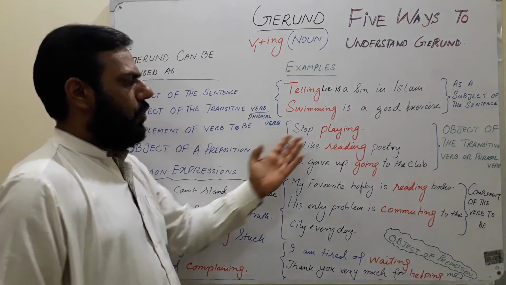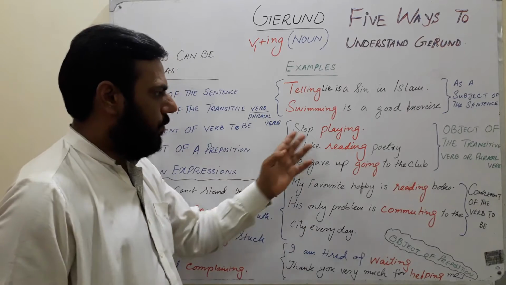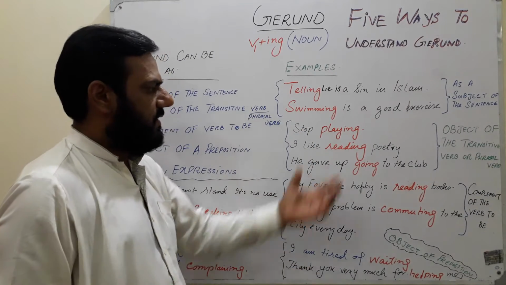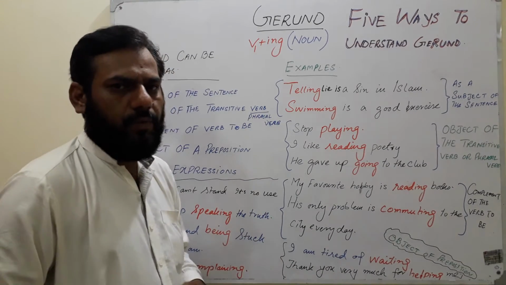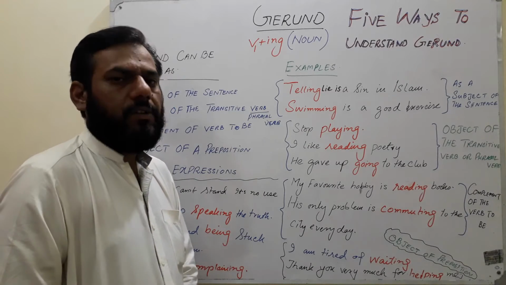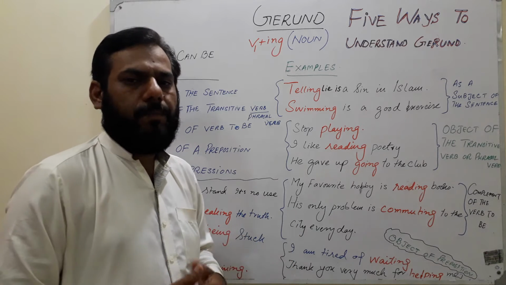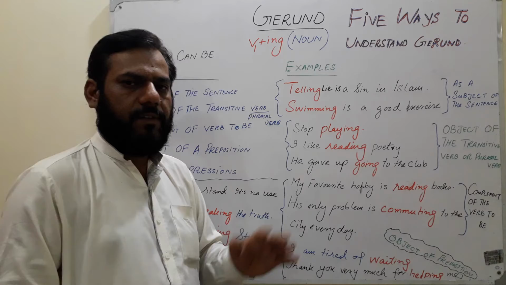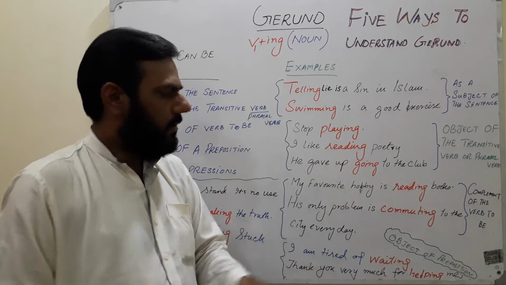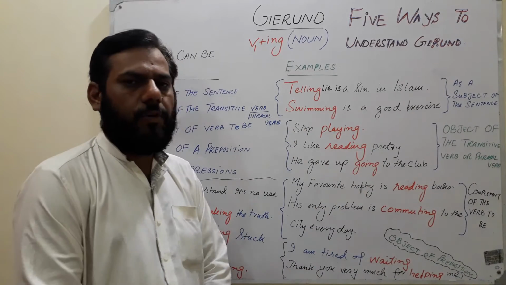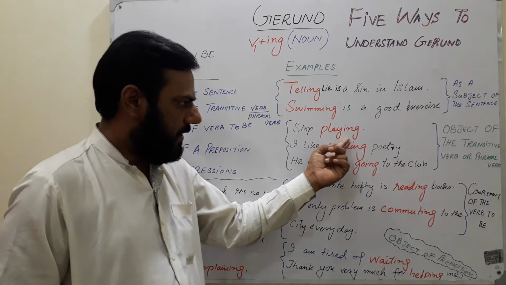Second use, example: stop playing. Here, playing has been used at the end of the sentence. What is stop? Stop is a verb. So this is also a gerund, but it has been used as an object of a transitive verb, because stop is a transitive verb. Transitive verbs are those verbs which receive an object and can be converted into passive voice. If you say he stopped the car, the car was stopped by him. So stop itself is a transitive verb. But look at the sentence: stop playing. Playing is the object which tells us about the stop. That is a gerund used as an object.